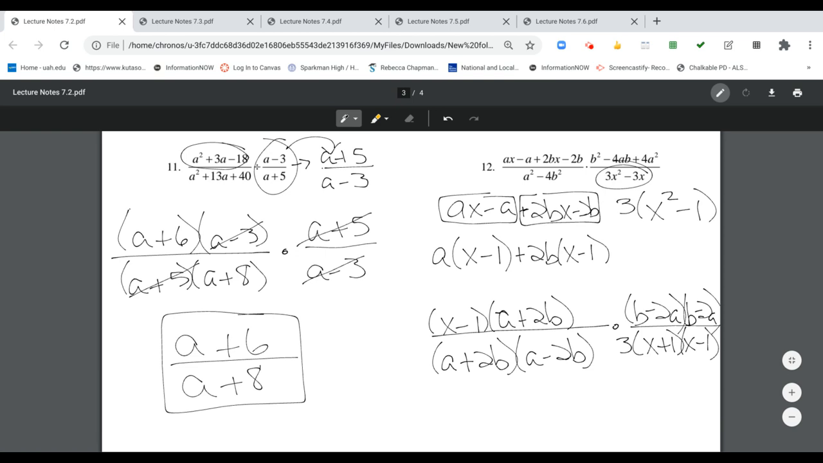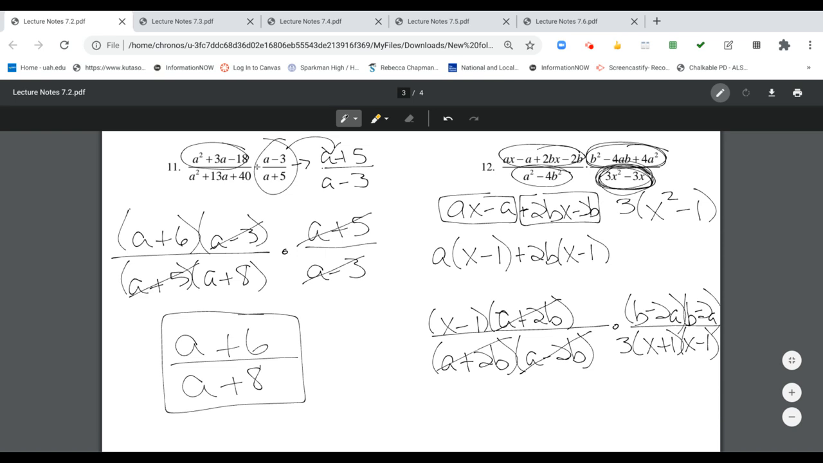There's a lot of different types of factoring going on in that problem. We had factor by grouping. We had difference of squares. We had a perfect square trinomial. And then we had GCF and difference of squares. So lots of different factoring methods going on. So now I'm ready to cancel a plus 2b. One of these, the a minus 2b, only cancels with one of the others.